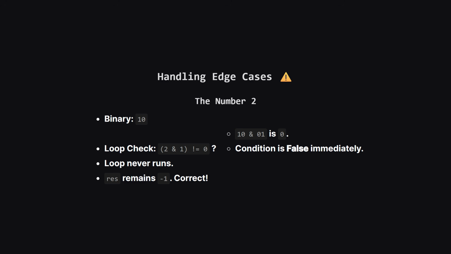Let's double check an edge case. The number 2. In binary, 2 is 1, 0. Our mask d starts at 1, which is 0, 1. When the while loop checks 2 and 1, the result is 0, because the last bit of 2 is a 0. The loop condition fails immediately. The loop never runs, so res stays at its initial value of -1. This is exactly what we want, because for the number 2, there is no solution.